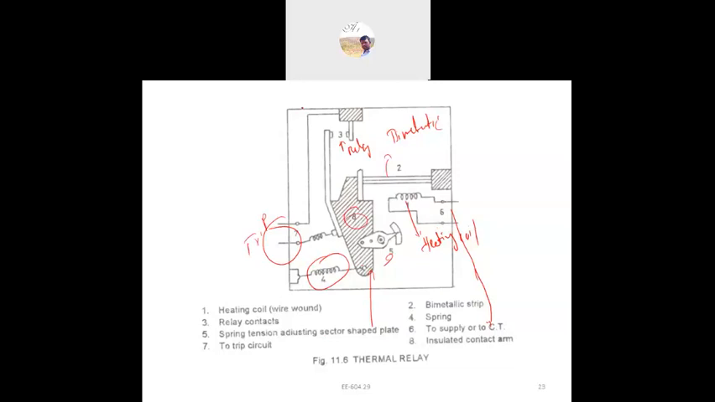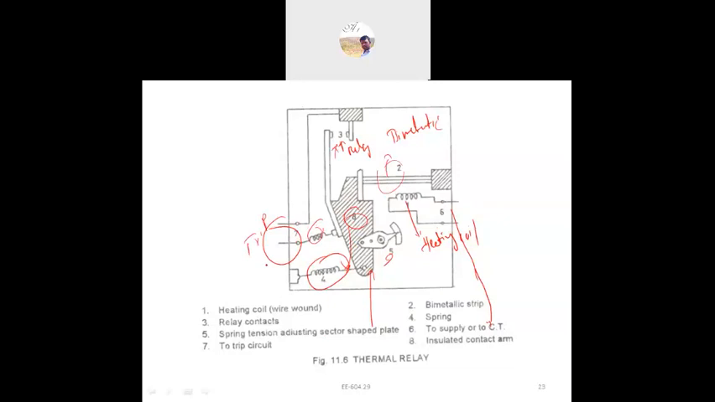So when a fault occurs, the bimetal strip will expand. Due to the expansion in the bimetallic strip, the contacts will be opened, so the trip circuit will be activated. Based upon the input, the relay contacts will be closed, and at that time the signal is given to the trip circuit. This is the working of the thermal relay.